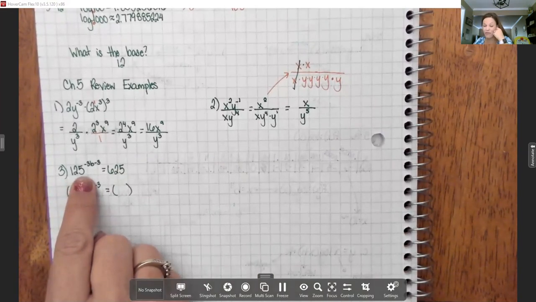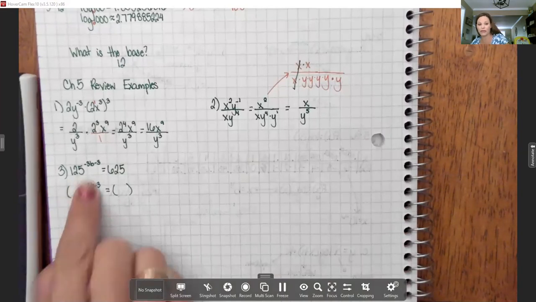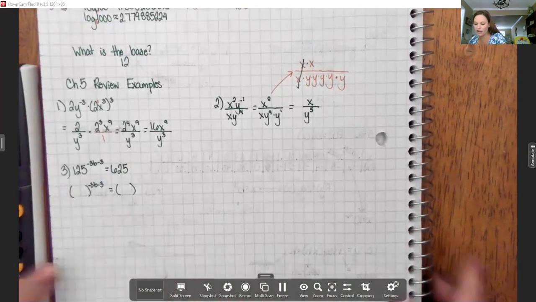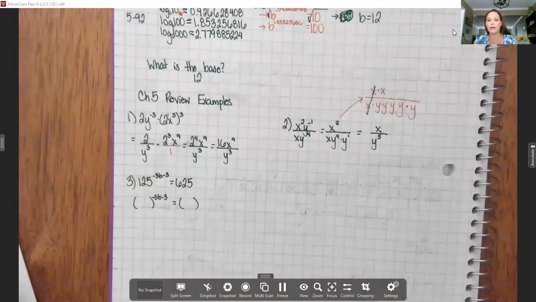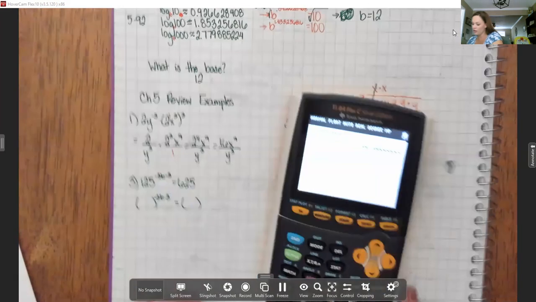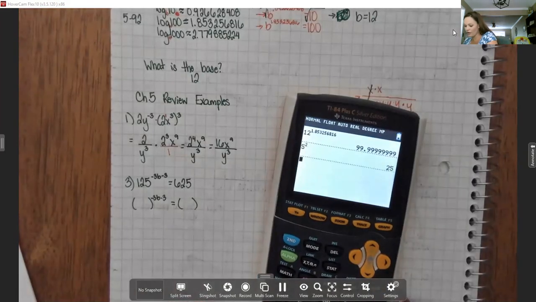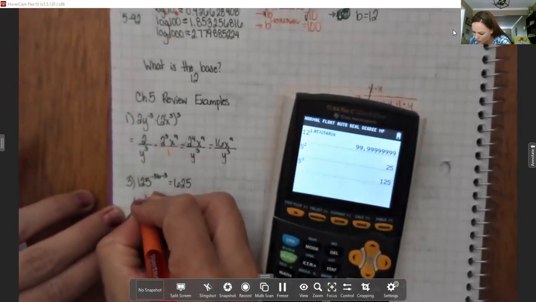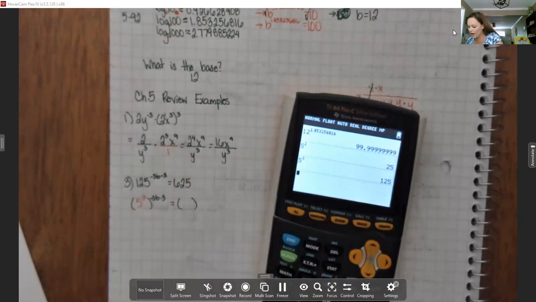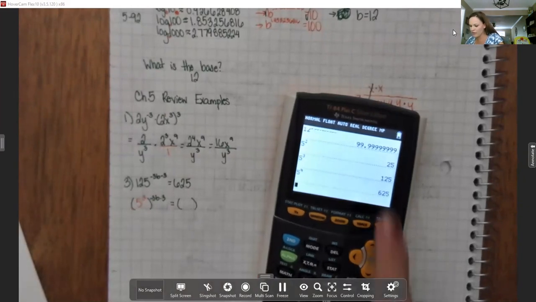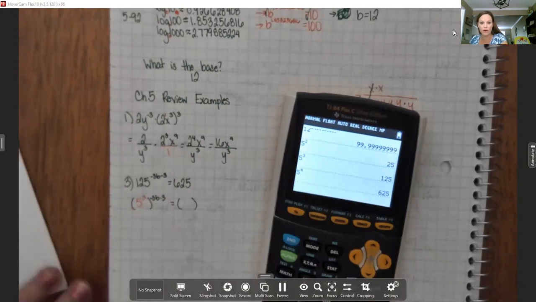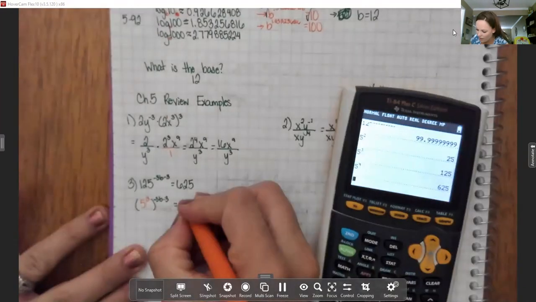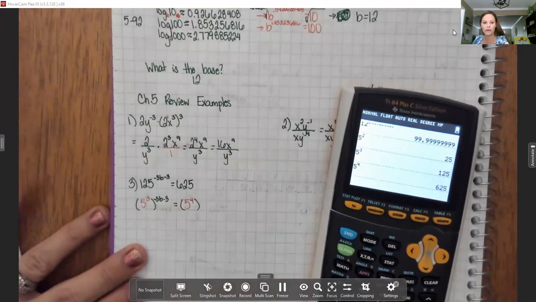So you should know that 5 goes into it, so that's a good place to start. And again, if you're not sure, just check. On your calculator, you can just type them in. 5 to the power of 2, we know is 25. 5 to the power of 3 is 125. So this 125 can be rewritten as 5 cubed. And then 625, we just keep going, and we see that it's 5 to the 4th. So I can rewrite 625 as 5 to the 4th power.